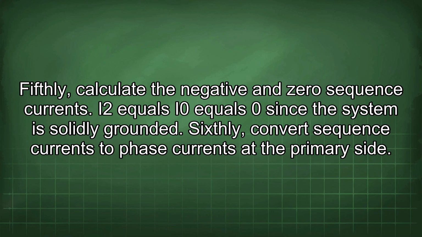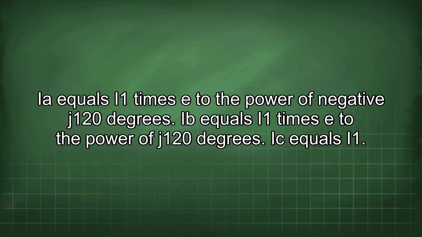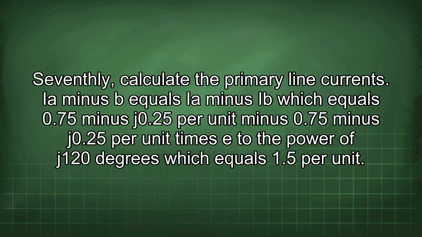Sixthly, convert sequence currents to phase currents at the primary side. IA equals I1 times e to the power of negative 120 degrees. IB equals I1 times e to the power of 120 degrees. IC equals I1. Seventhly, calculate the primary line currents.